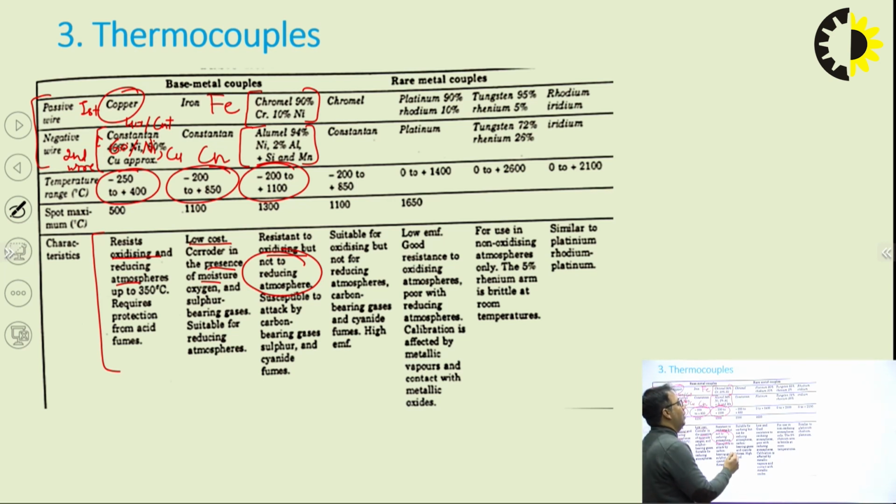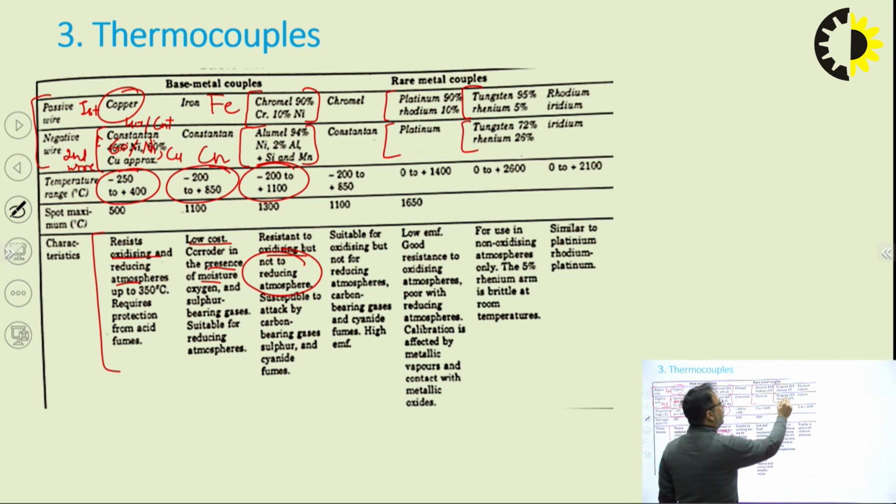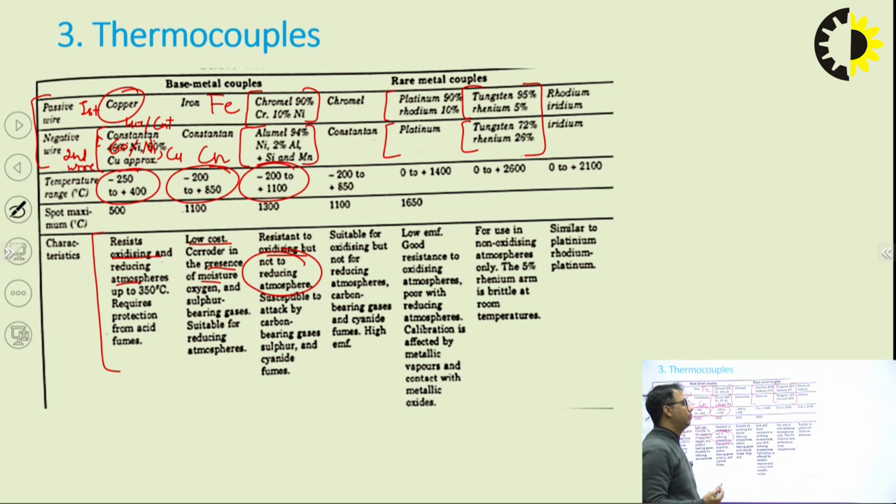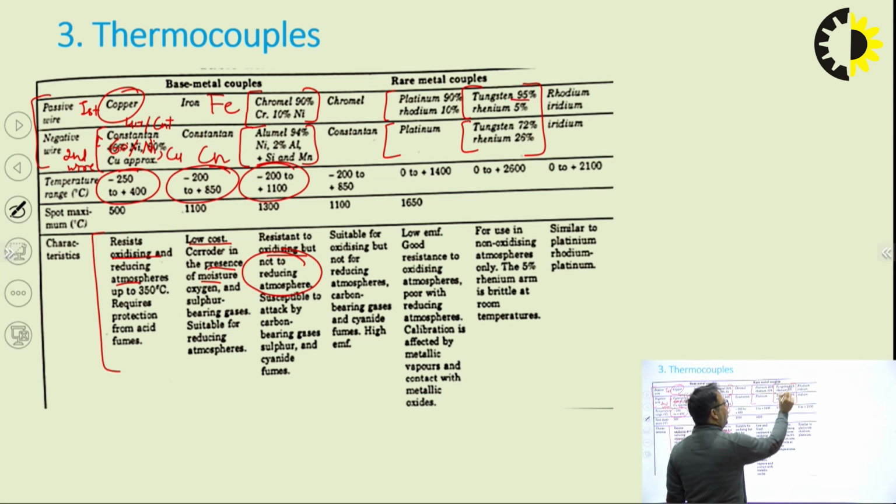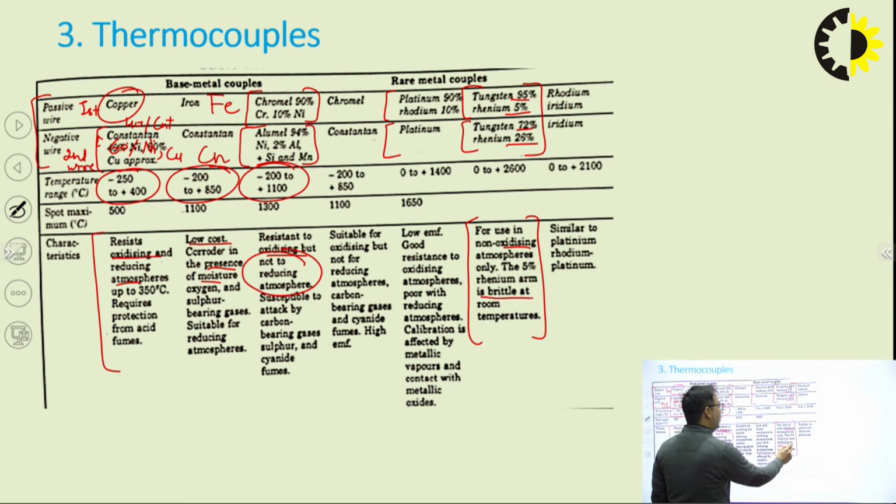Okay. Likewise, we have other rare metal couples as well, like platinum-rhodium and platinum, tungsten-rhenium and tungsten-rhenium. Here, we are using the same metals, but the composition is different. Here tungsten is 95%, here tungsten is 72%, here rhenium is 5%, this is 28%. So this is used in non-oxidizing atmospheres only, and the 5% rhenium arm is brittle at room temperature.